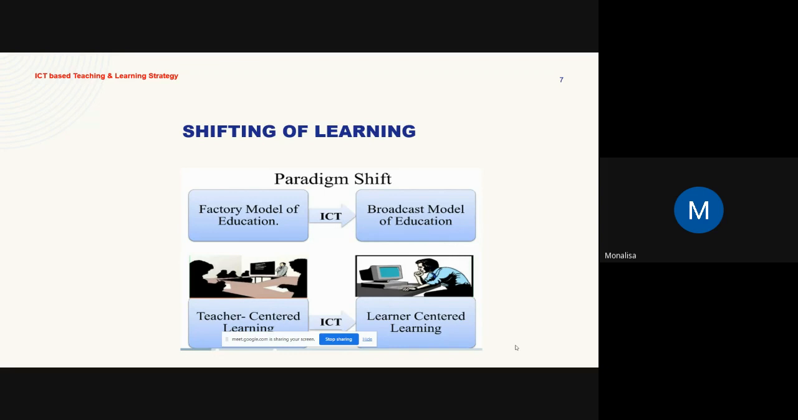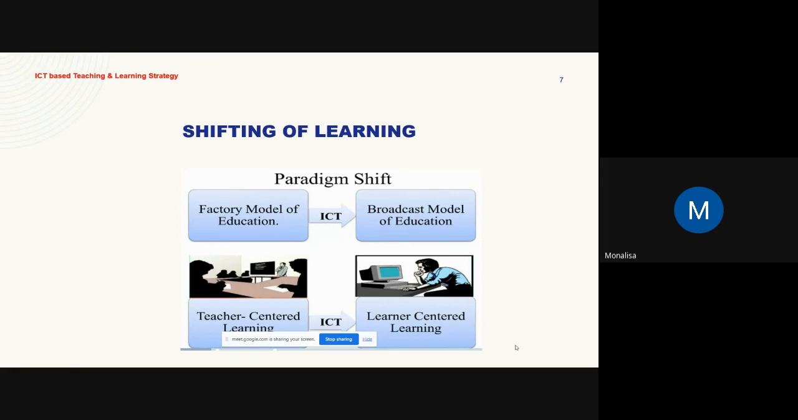So next, you can see that using ICT, there is a shift. The shift means shifting of learning. That means before ICT, teacher-centered learning was there, and using ICT, we are moving towards learner-centered education. That means ICT offers teachers a variety of tools to adapt the educational process to the needs of every student, in the transition from teacher-centric instruction to the creation of student-centered interactive educational means.